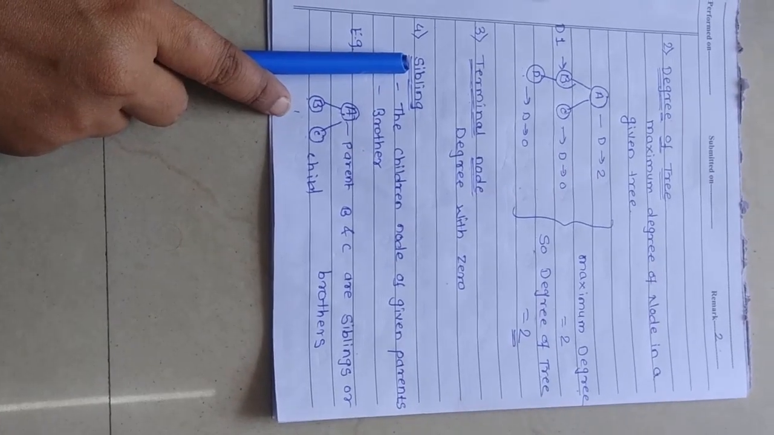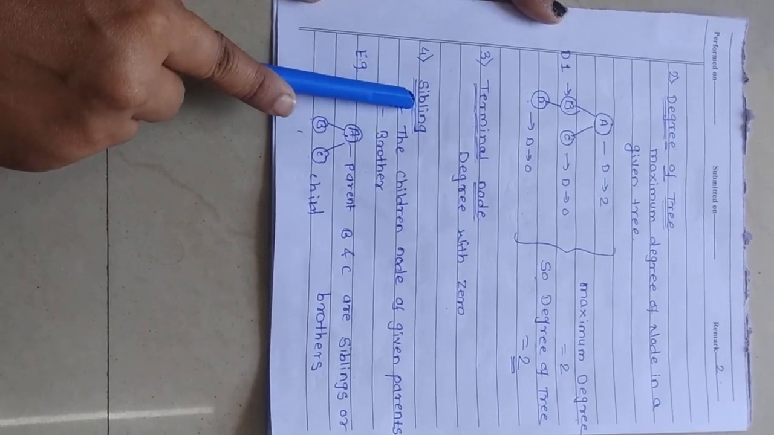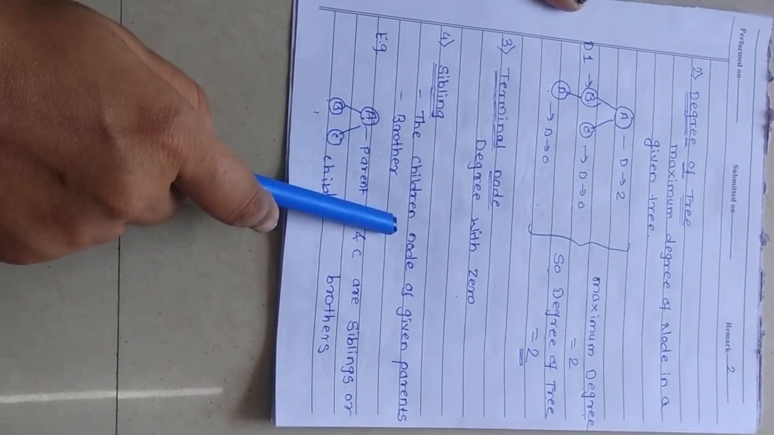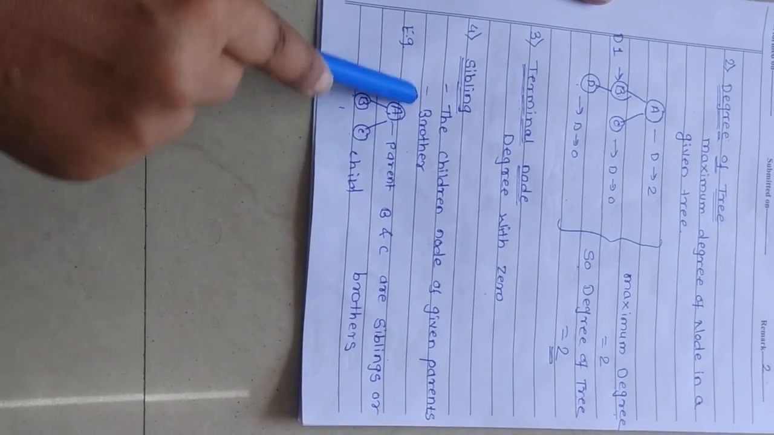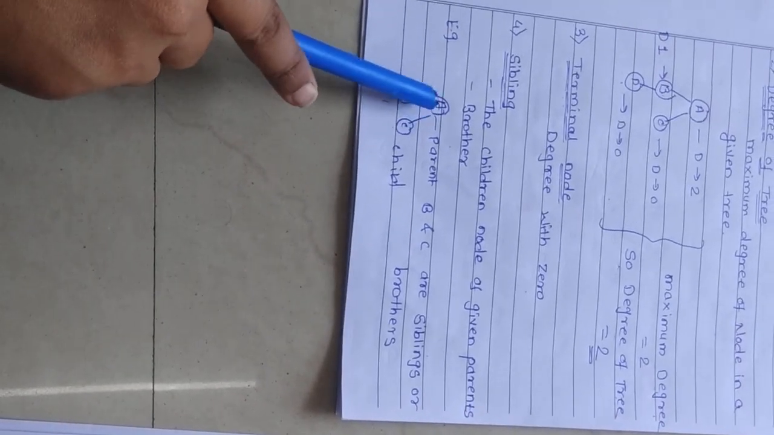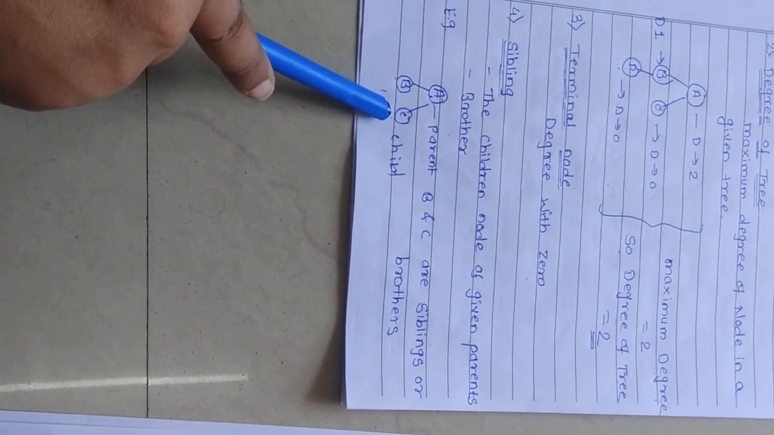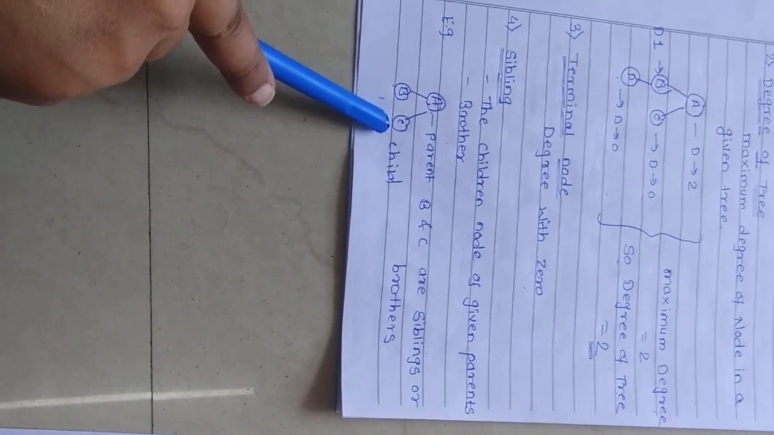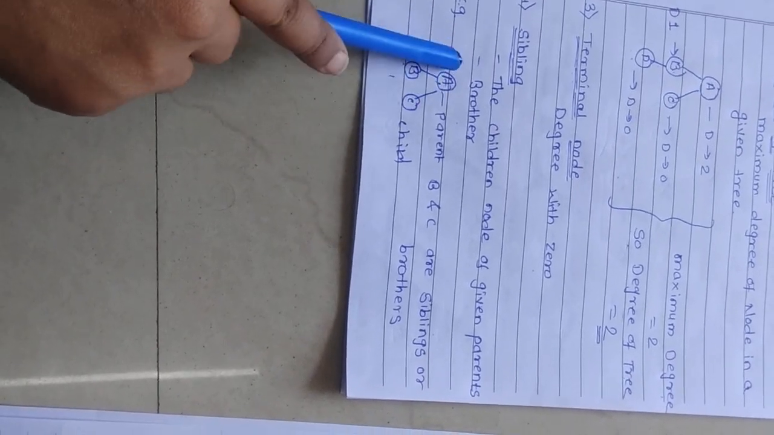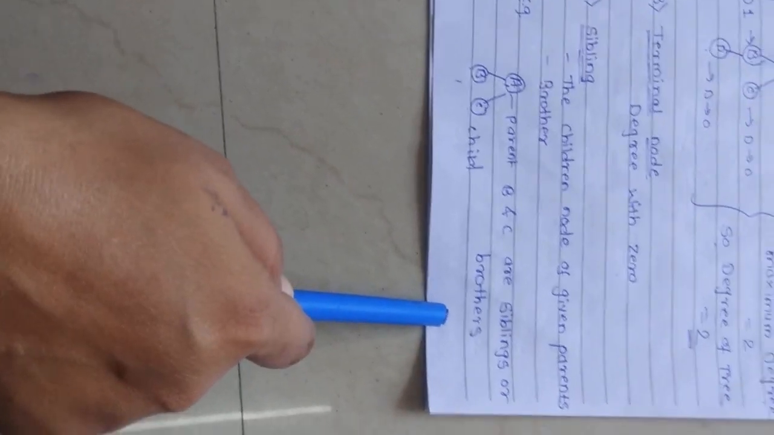Now the next concept is the sibling. The sibling is the children node of a given parent. They are also called as the brother. Look at this figure. In this figure, node A, that is the root node, is called as the parent node and the child nodes are B and C. Here B and C have the same parent. That's why B and C are the siblings, or they are also called as the brother.